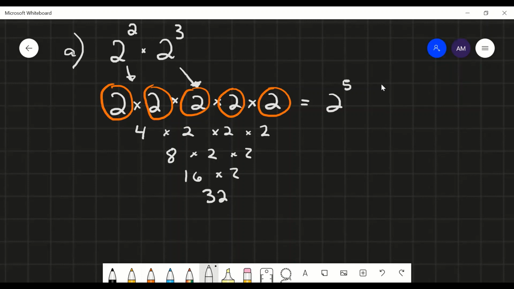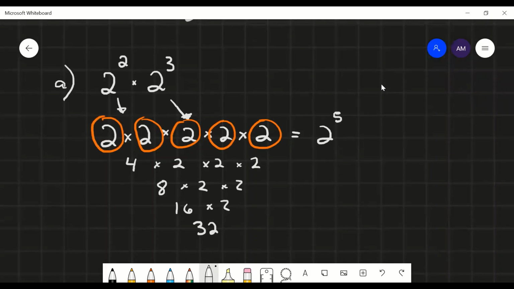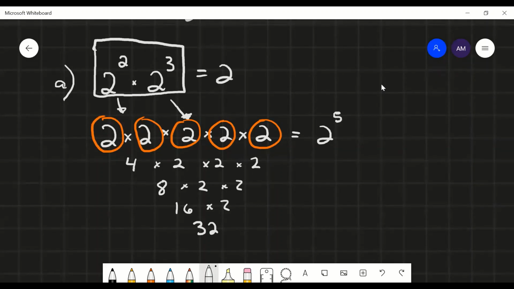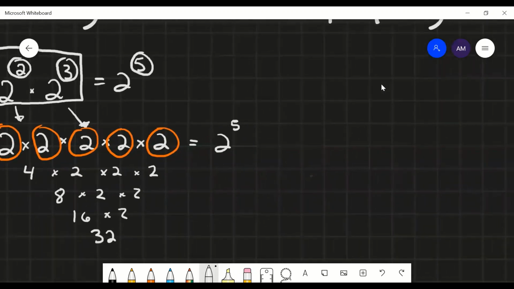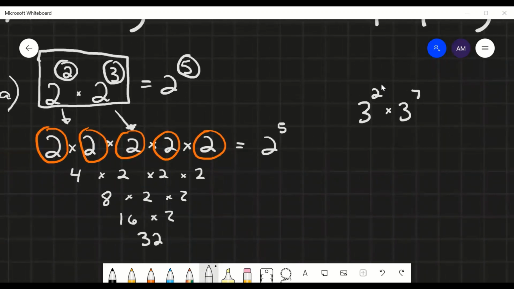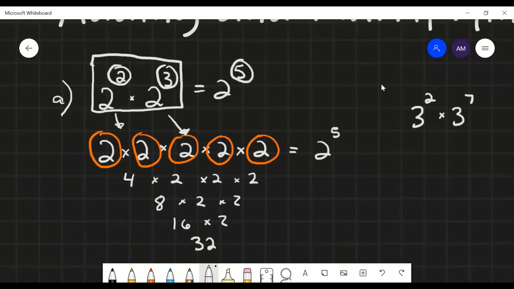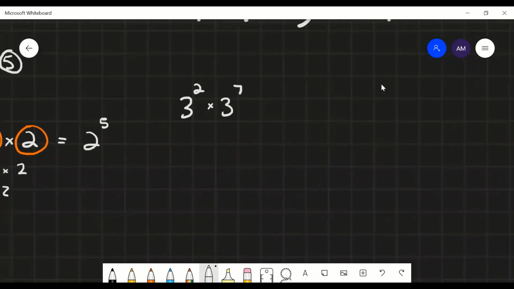So I guess my question is, is there a pattern that we notice? If you start with 2 to the power of 2 times 2 to the power of 3, and you get 2 to the power of 5, well, it seems to me at least that 2 plus 3 made 5. By that logic, if ever we tried a different one, let's say 3 to the power of 2 times 3 to the power of 7, well, what did we do last time? We just added the exponents. So we could just add these exponents.